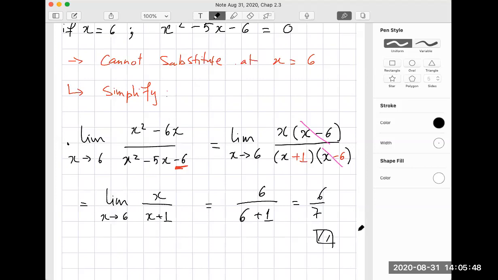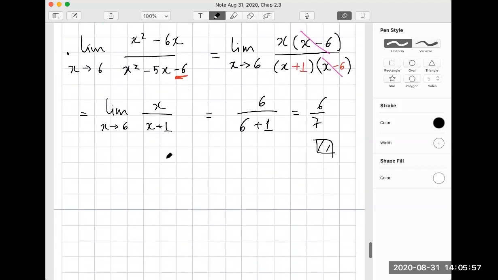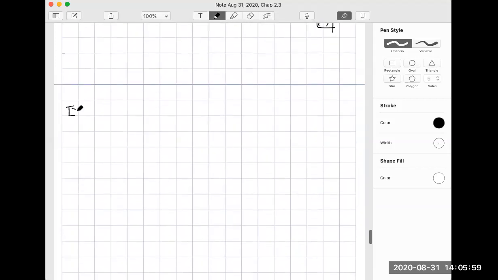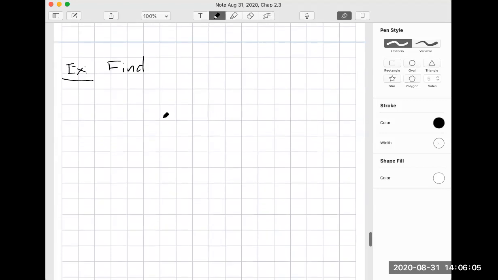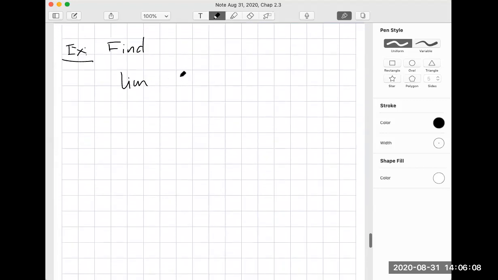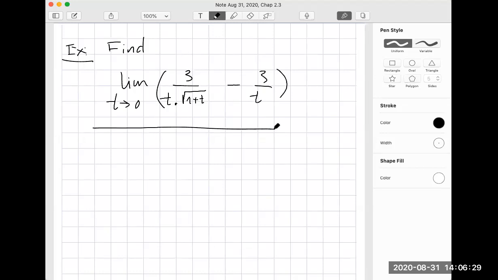So now let us move on to another example. Wow, this guy looks nice. We need to find the limit of 3 over t times the square root of 1 plus t, minus 3 over t. Okay, we need to compute this.